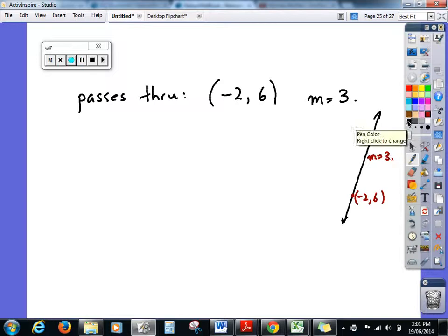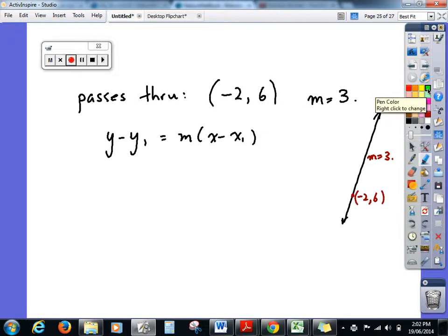So writing down the formula, y minus y1 equals m(x minus x1). That's the point gradient formula. And all we've got to remember is in this formula there are three numbers. Here is the first number, here is the second number, and here is the third. So the things with the subscript, that's the y1, this one over here, is the 6.